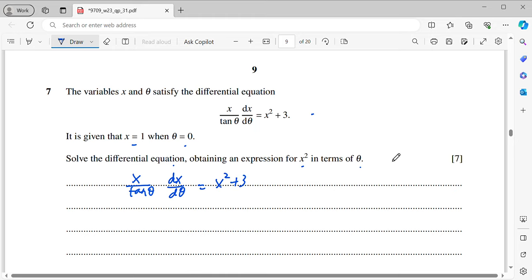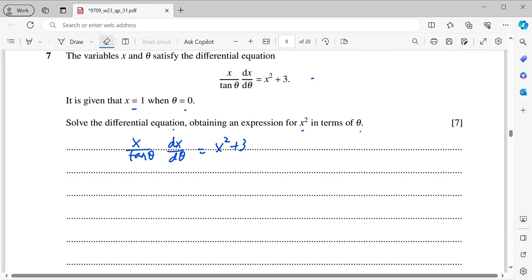So now to solve this differential equation, we need to apply separable variables, which means you need to split the x and theta. By looking at the dx over d theta here, dx is on top, therefore all the x should be on the left side. So this d theta will be moved up to the other side. Therefore, by splitting the variables, I will be getting x over x squared plus 3. So this x squared plus 3 is treated as one term.